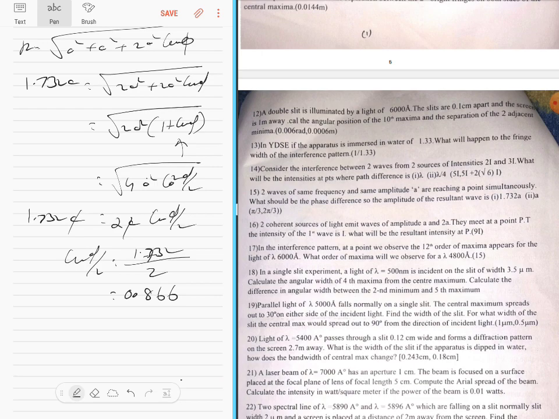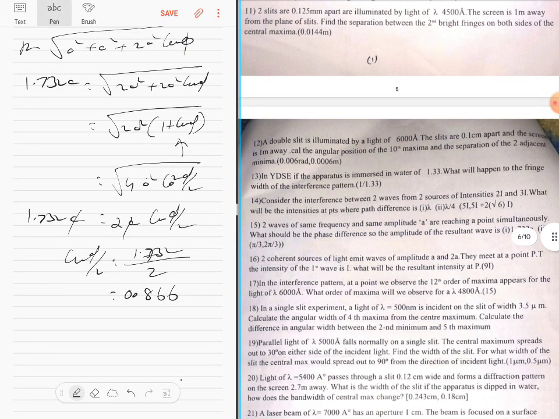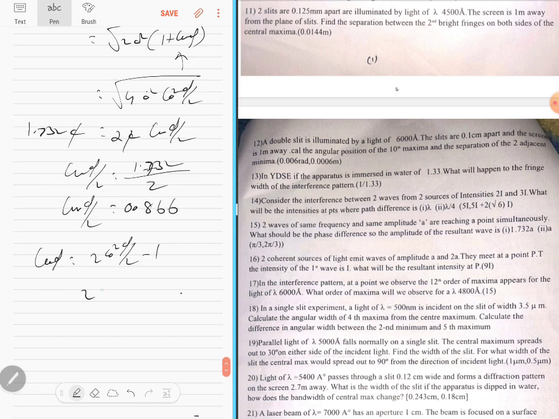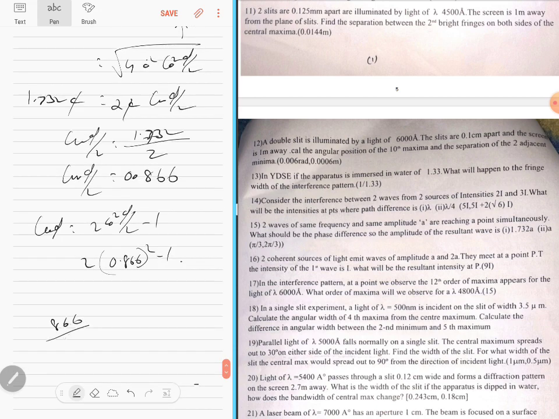What are they asking? What would be the phase difference? I get cos phi by 2 to be 0.866, and you want to find cos phi. Cos phi is 2 cos square phi by 2 minus 1. So 2 into 0.866 the whole square minus 1. What is 866 by 1000? 433 by 500. I'm not getting anywhere with the answer. Okay, let me think.